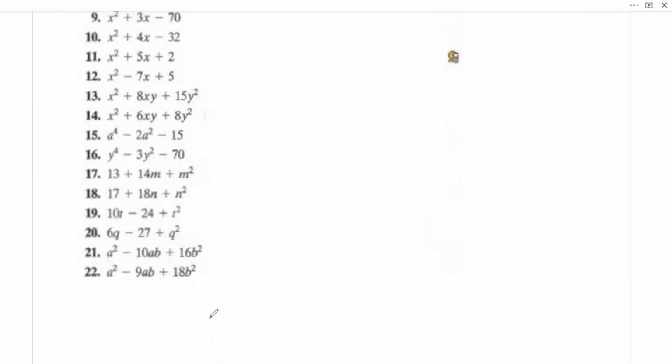Number 13, Tommy. Tommy, are you there? Tommy, are you there? All right, let's do it by ourselves. Okay, I think Tommy is not there, maybe. Tommy, are you there? No. All right, let's do it by ourselves here.